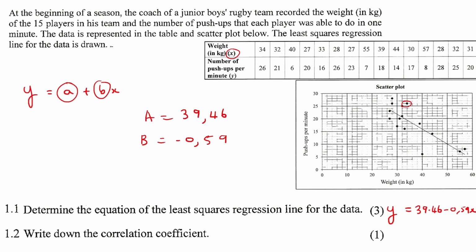Then for question 1.2, you're just going to get the r value on your calculator. So you just go shift 1 again, back to regression, then find the r value. And if you round that to 2 decimal places, it'll just be negative 0,80.